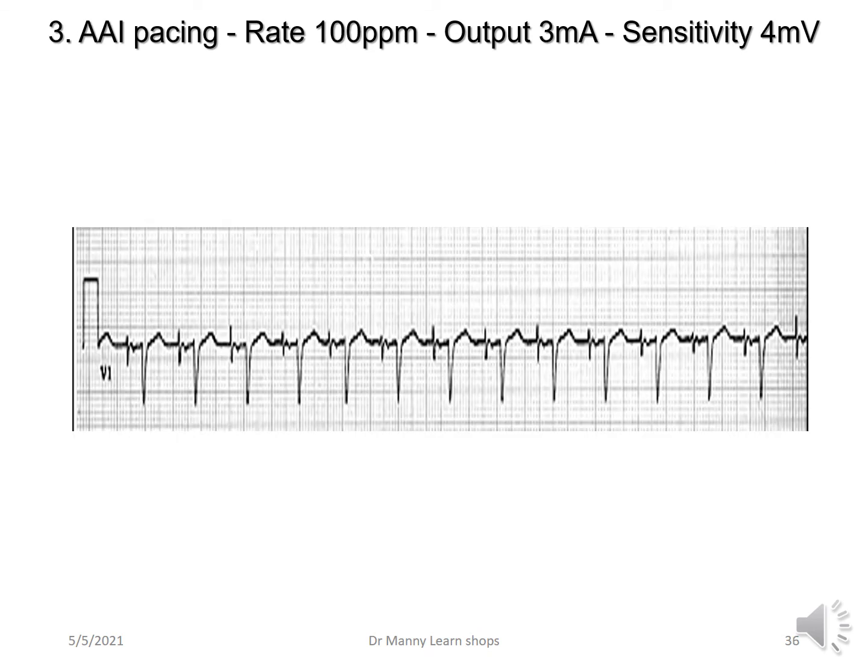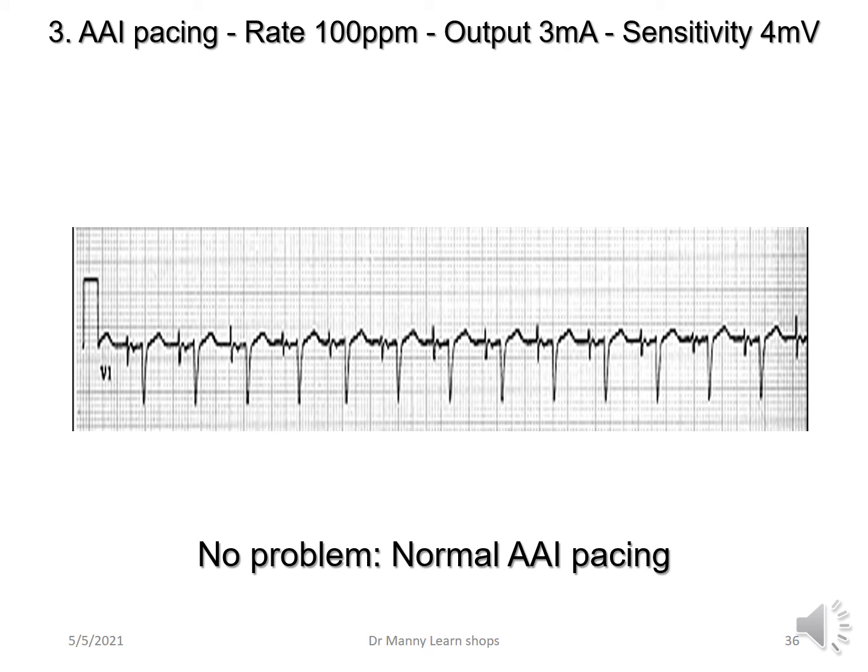This is AAI pacing. The rate, 100 pulsations per minute, output 3 milliamps, sensitivity 4 millivolts. It looks okay. Pacemaker spike. P wave created. Normal conduction through to the ventricles. There's no problem here. This is normal AAI pacing.